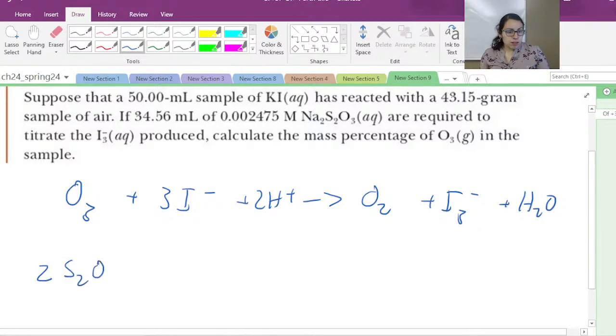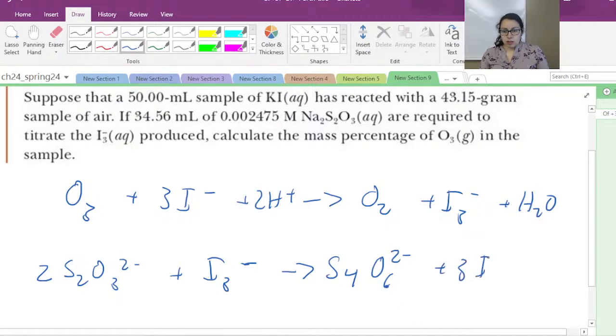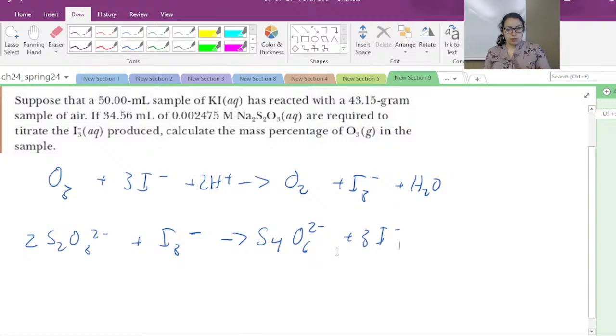So you could have written out this part, right? So just the titration here. All right, so now that you have this information, see if you can solve the rest.